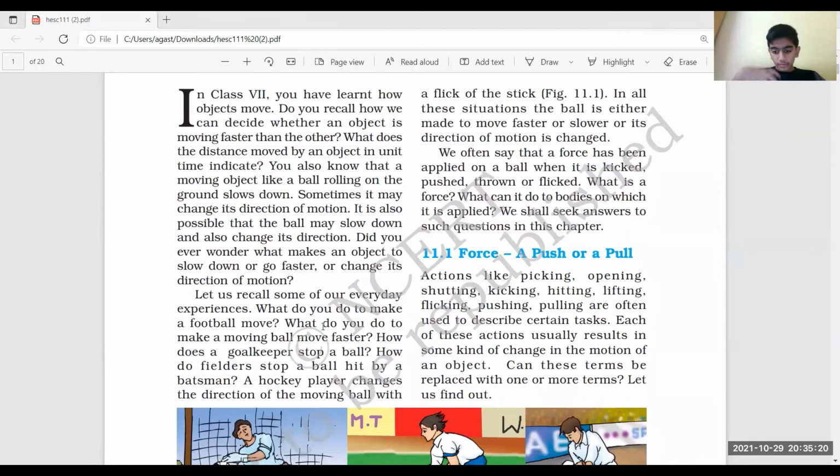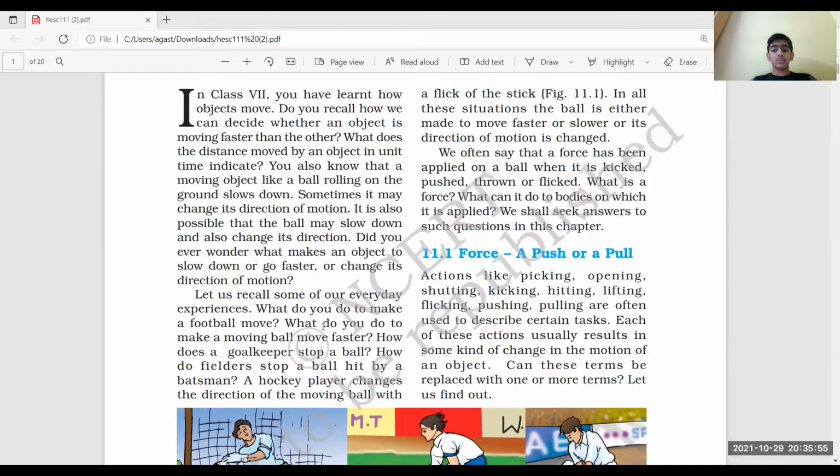Now, a footballer kicked the ball. What is this? He's using some force to kick it. Similarly, there are many activities which require force so that they can be completed. Actions like picking, opening, shutting, kicking, hitting, lifting, flicking, pushing, and pulling are often used to describe certain tasks. Each of these actions usually results in some kind of change in the motion of an object.